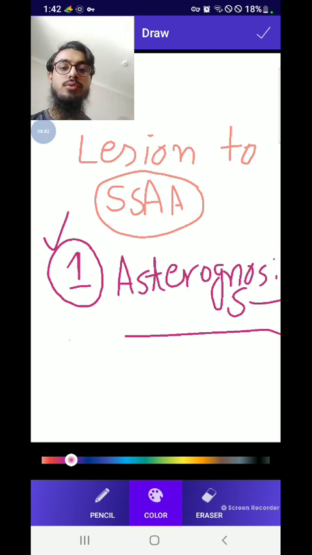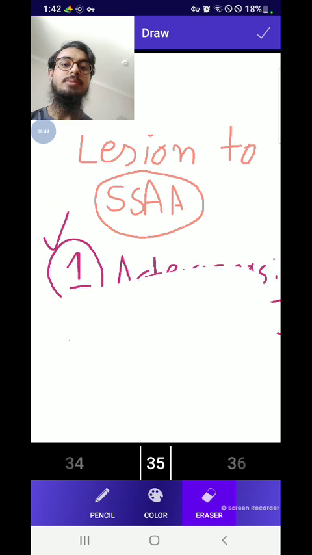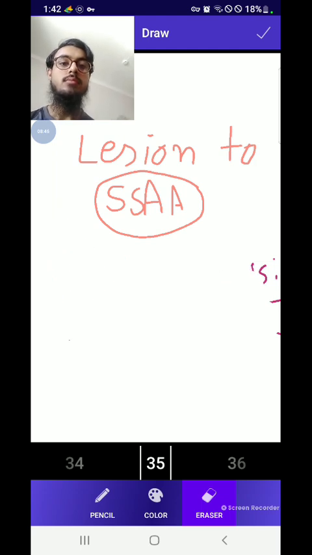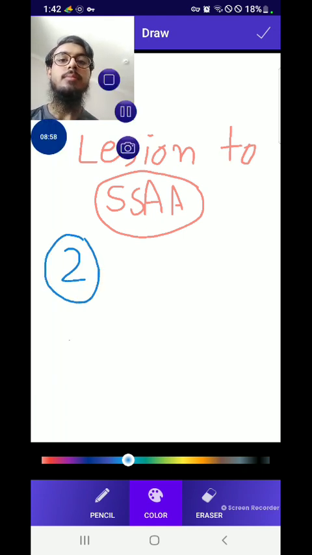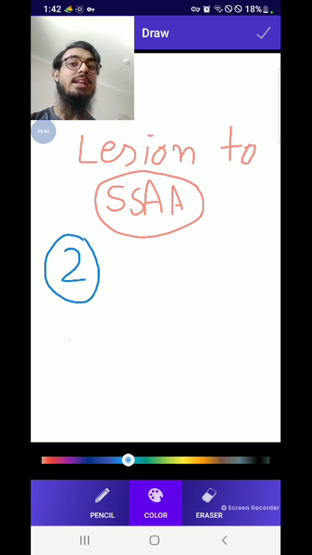Now let's move towards the second condition. If there is a lesion to the somatosensory association cortex, what is the second condition? Okay, let's move toward the second lesion. In this test we have to write any number on the patient's hand, and the patient with closed eyes has to recognize that number.